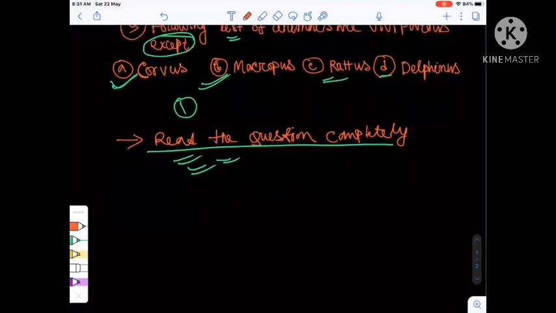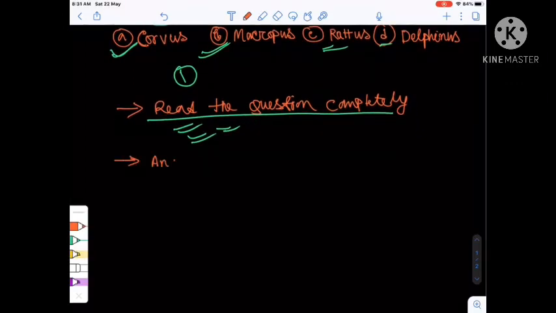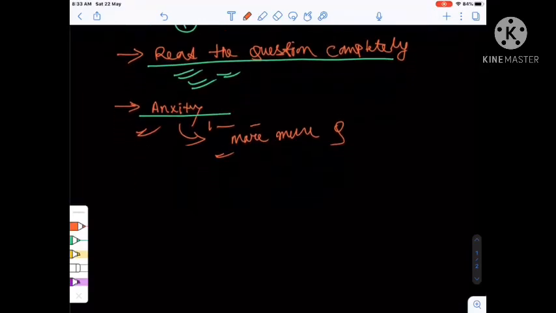Now another important point where people make silly mistakes is anxiety. Due to anxiety people make a lot of silly mistakes, and to reduce the anxiety level, the one and only solution is to practice more and more questions at home, that is, before NEET. So give mock tests, practice MCQs at home, so that your confidence level builds up, and in the examination hall you can do the questions easily. So this is important.